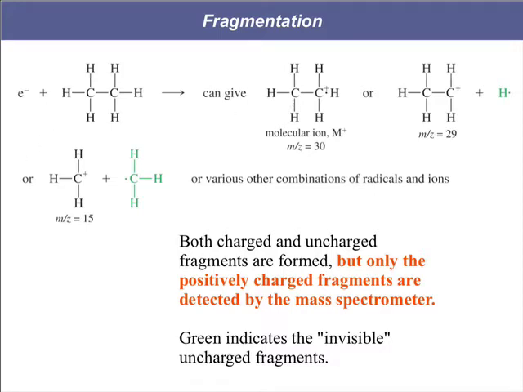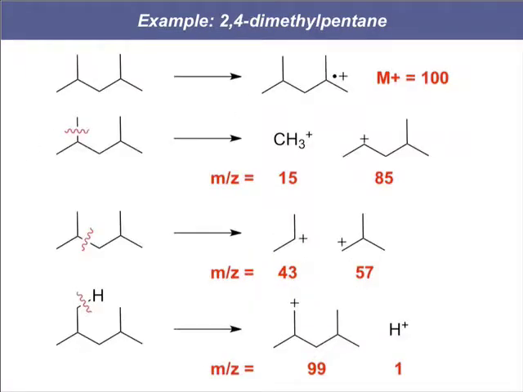So let's look at a more complicated example here. Let's look at 2,4-dimethylpentane and think about all the ways that this molecule might fragment. So the first thing that's going to happen is the electron's going to come in and it's going to bump an electron out of our structure.